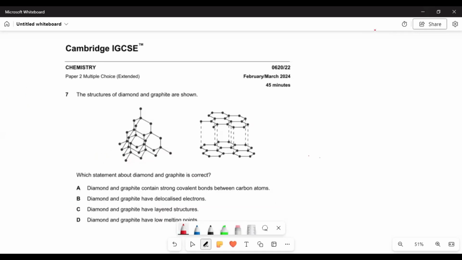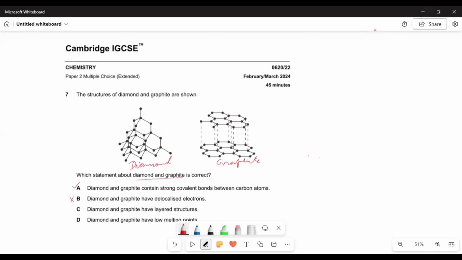Okay, this is question number 7. The structures of diamond and graphite are given. So this is diamond, and this is graphite. Which statement about diamond and graphite is correct? They are asking about both together. Diamond and graphite contain a strong covalent bond between carbon atoms. Yes, correct. Diamond and graphite have delocalized electrons. No. Graphite has delocalized electrons, but diamond doesn't.